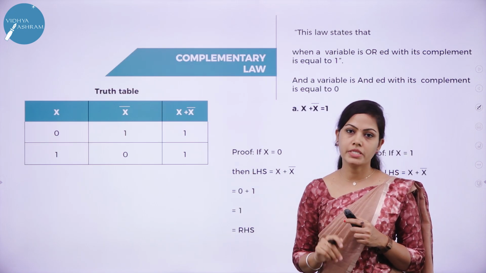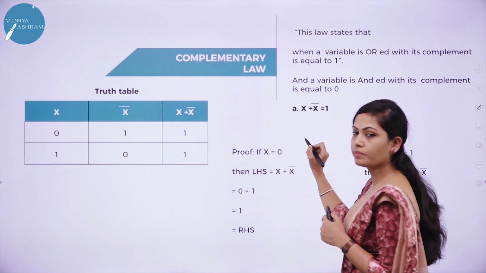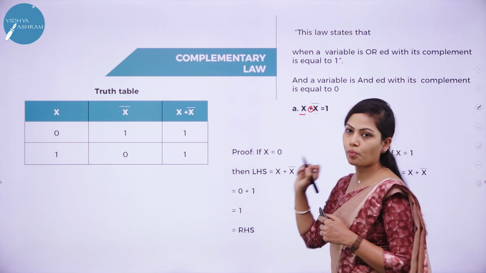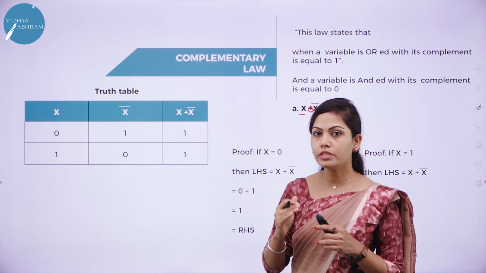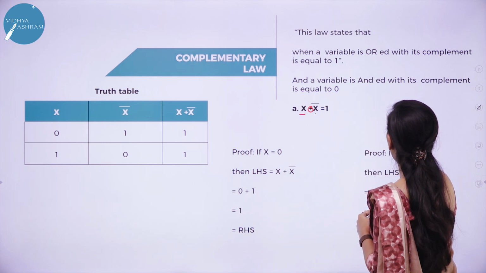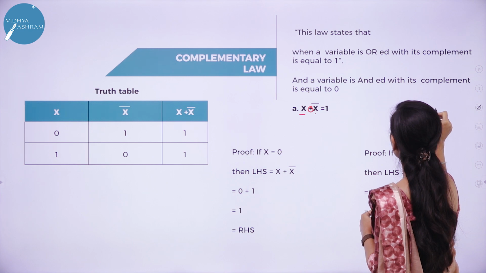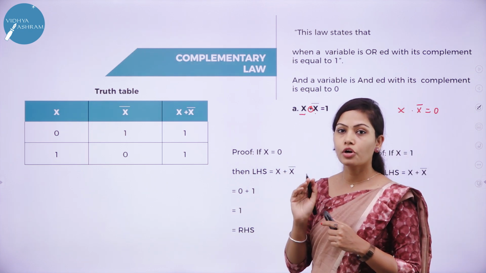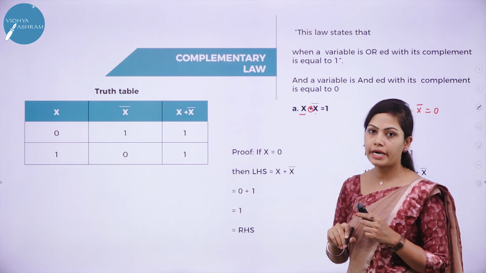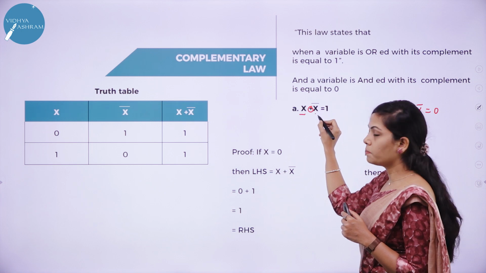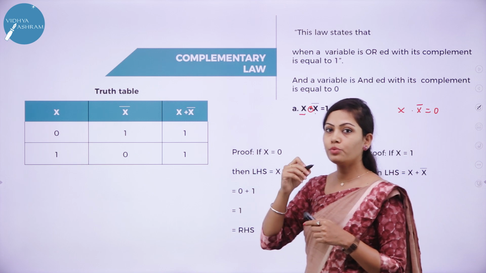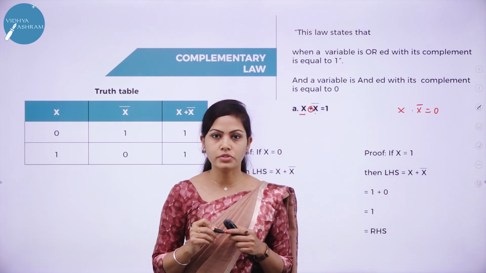Next we have the complementary law. This law states that when a variable is ORed with its complement, it is equal to 1, and when a variable is ANDed with its complement, it is equal to 0. This is your complementary law. A variable ORed means logical addition. When a variable is ORed with its complement, the result is 1, and when ANDed with its complement, the result is 0. This is your complementary law.